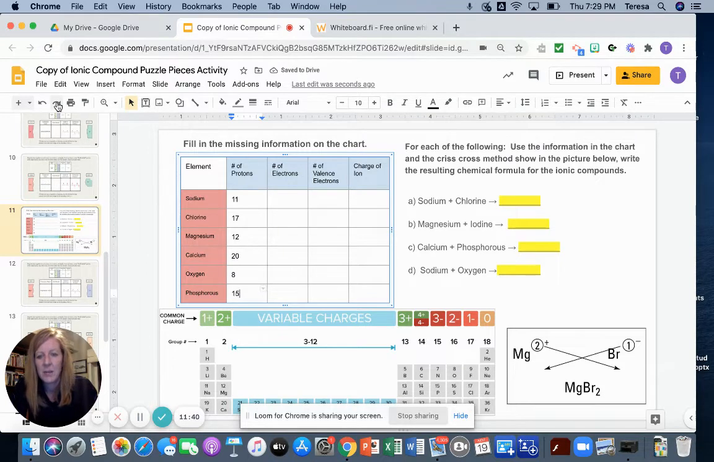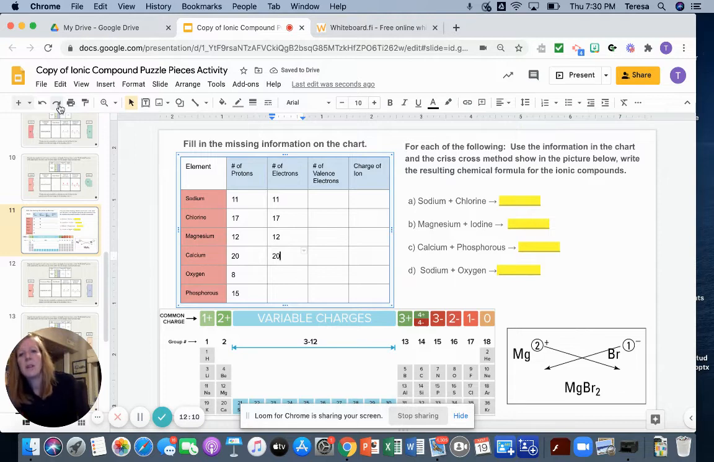Once you have that part of the chart completed, because our atoms are neutral, they have to have equal numbers of protons that are positively charged and electrons that are negatively charged. So our sodium, if we have 11 protons, we also need 11 electrons for it to be a neutral atom. So our number of electrons for sodium is 11. For chlorine, 17, magnesium, 12, calcium, 20.